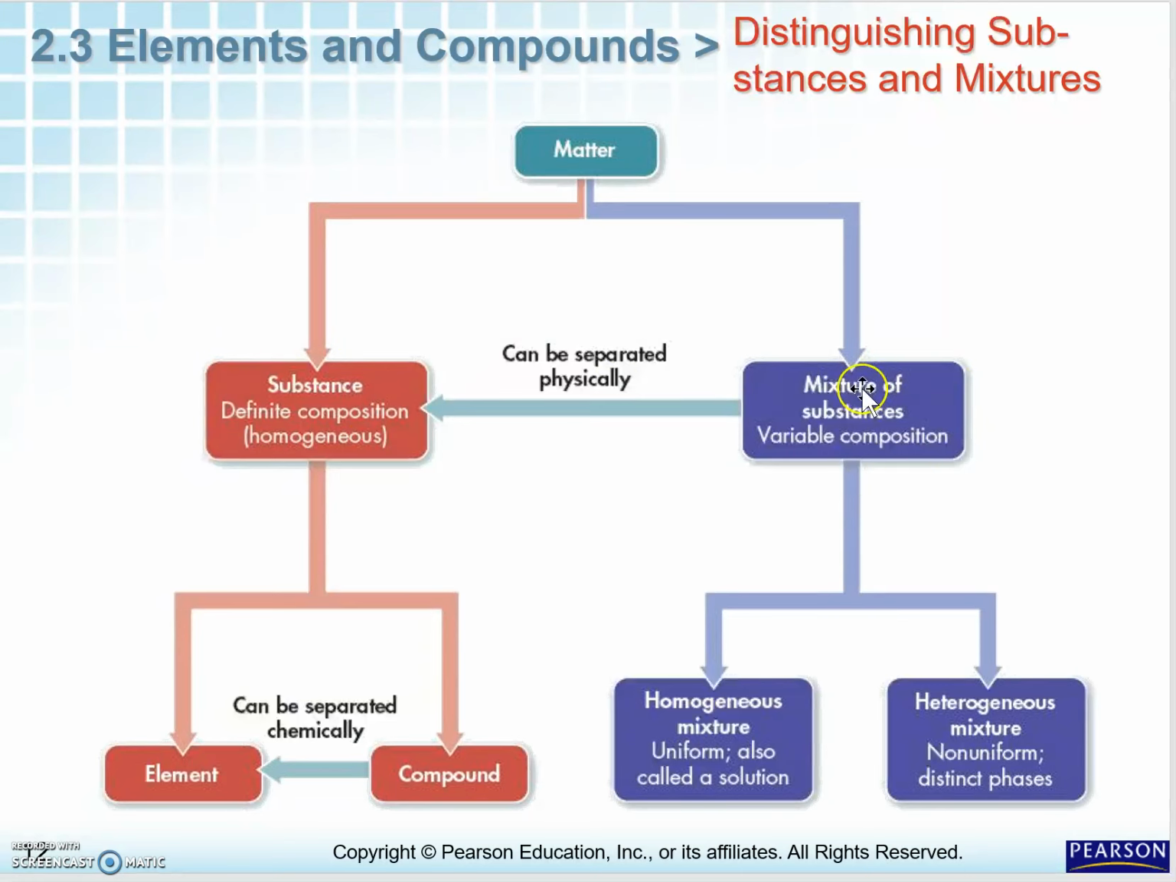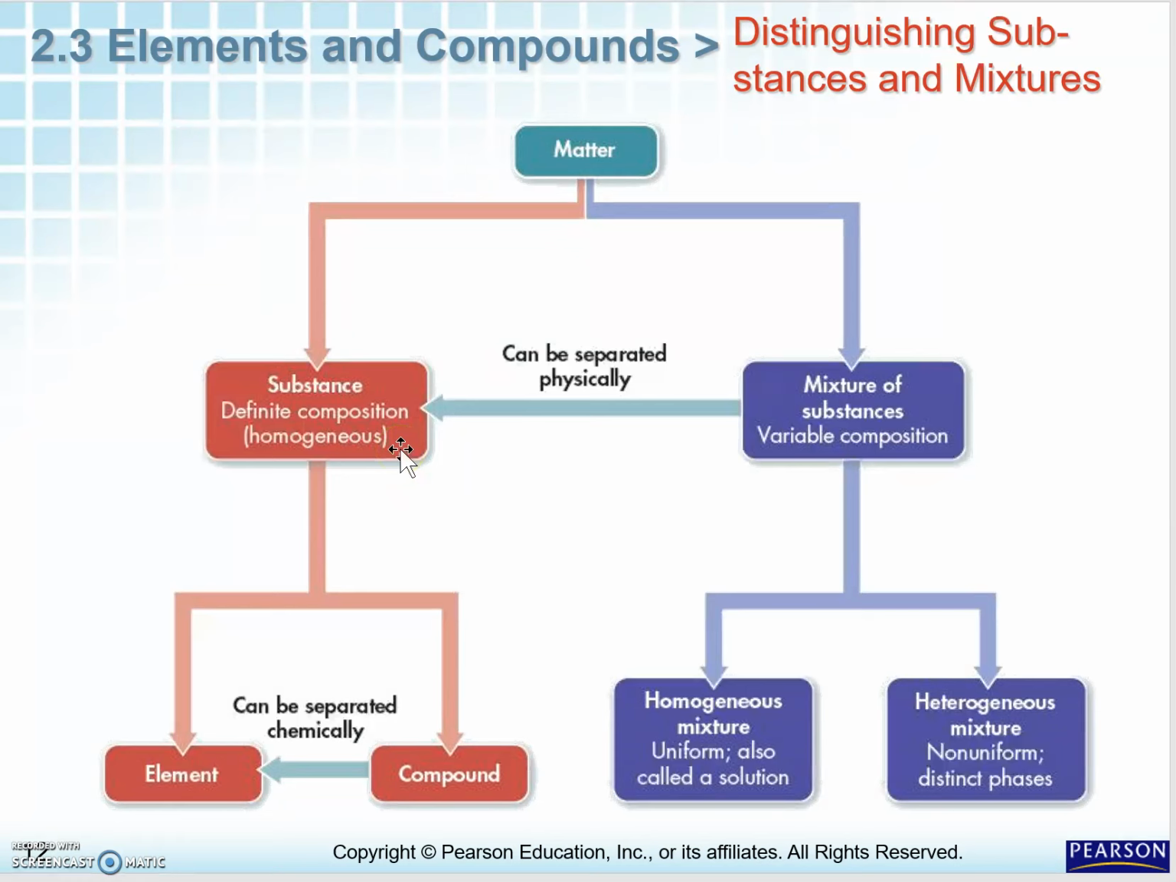Or if it's a mixture, you have two types. It's either homogeneous, meaning you can't see anything other than the one phase or it all looks the same. Or it's heterogeneous, meaning it's non-uniform. Think of oil and water. There's going to be two phases there. If you can separate them, you get the substance, meaning it's going to be all the same type of thing.